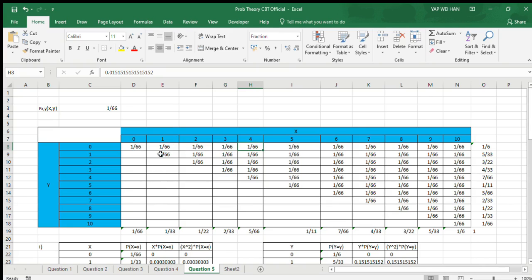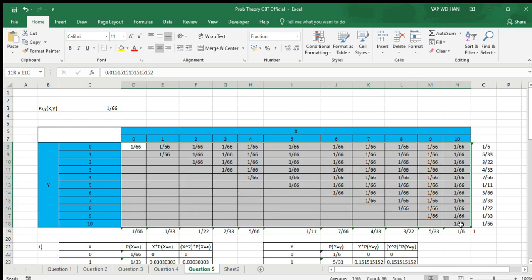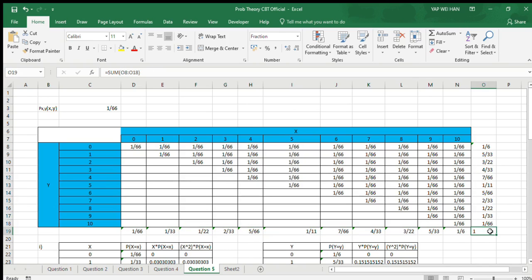Let me explain further. Let's say when x equals 1, y equals 5. I didn't fill in anything, which means it doesn't fulfill the condition. If you add everything up, you will get 1, which tells you that we have fulfilled everything and we are on the right track.